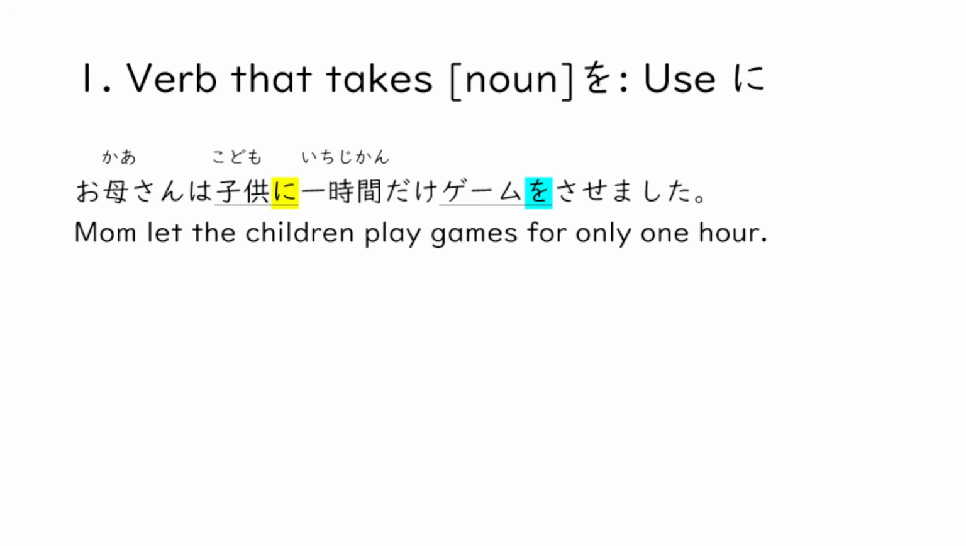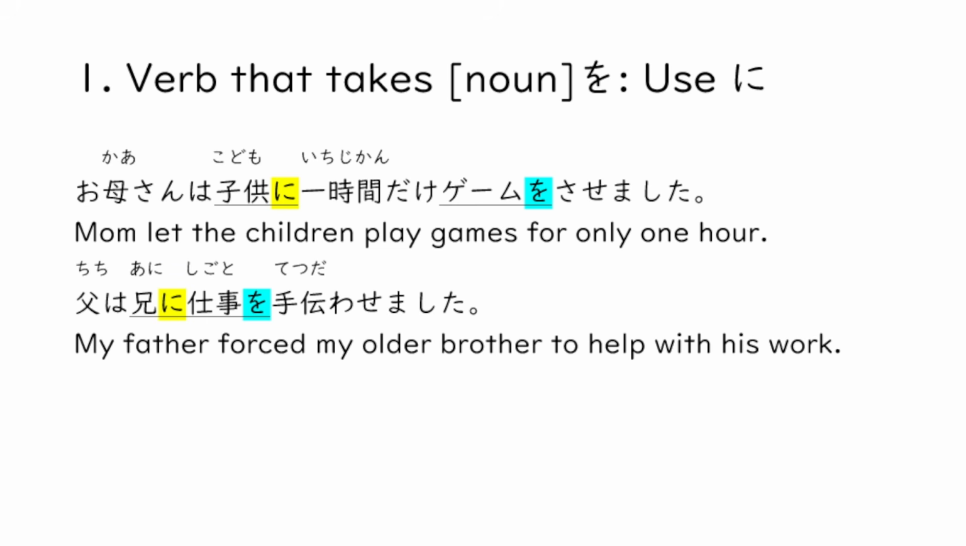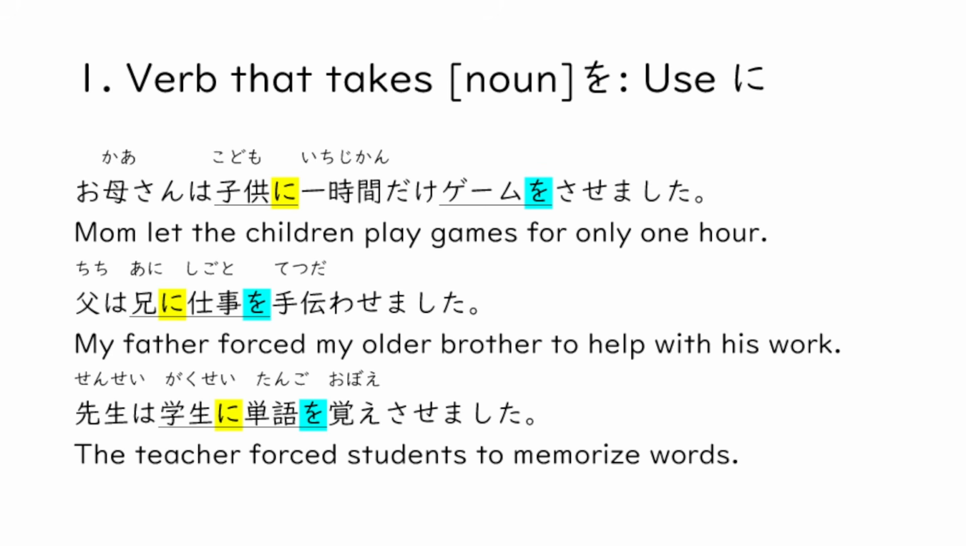You can see that the verb する takes the direct object with o, so you need to add ni after 子供 when using it in a causative form. 父は兄に仕事を手伝わせました。My father forced my older brother to help with his work. In this case, it is forced. The older brother has no choice. 先生は学生に単語を覚えさせました。The teacher forced a student to memorize words. This sentence also clearly shows that it is forcing rather than allowing.